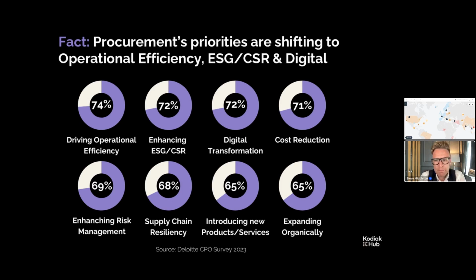But this was replaced by an entirely new priority just a year ago called driving operational efficiency, which is very poignant for today's discussion. In fact, whilst an important function, cost reduction has now shifted to number 4 on the list of priorities. This in itself demonstrates the shift we are experiencing. This also showcases how our responsibilities are changing and changing fast.